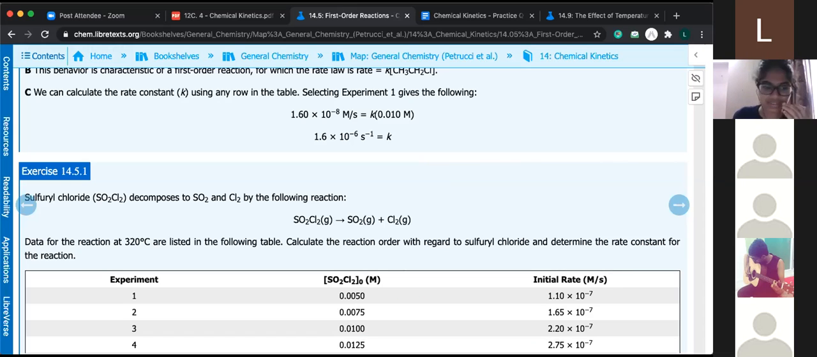I'm not getting it. Oh, क्या किया तुमने? Like what values did you take? I took the rate as 1.1 into 10 raised to minus 7 and the concentration as 0.050, मतलब and divide होगा ना? Yes. And I wait. 0.0 नहीं, 0.005 है इधर.